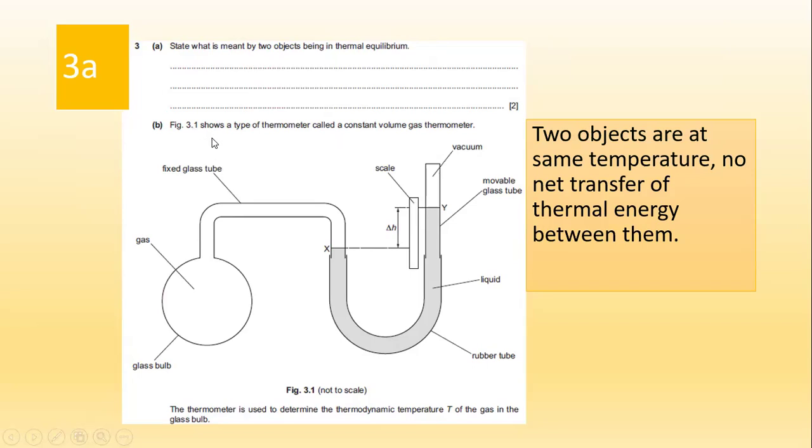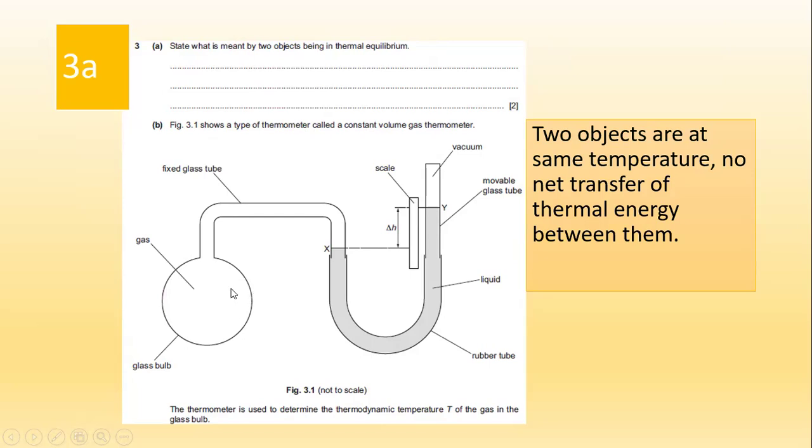Figure 3.1 shows a type of thermometer called the constant volume gas thermometer. The thermometer is used to determine the thermodynamic temperature T of the gas in the glass tube. First thing to realize is that this is very big. So you cannot measure a small quantity of liquid.